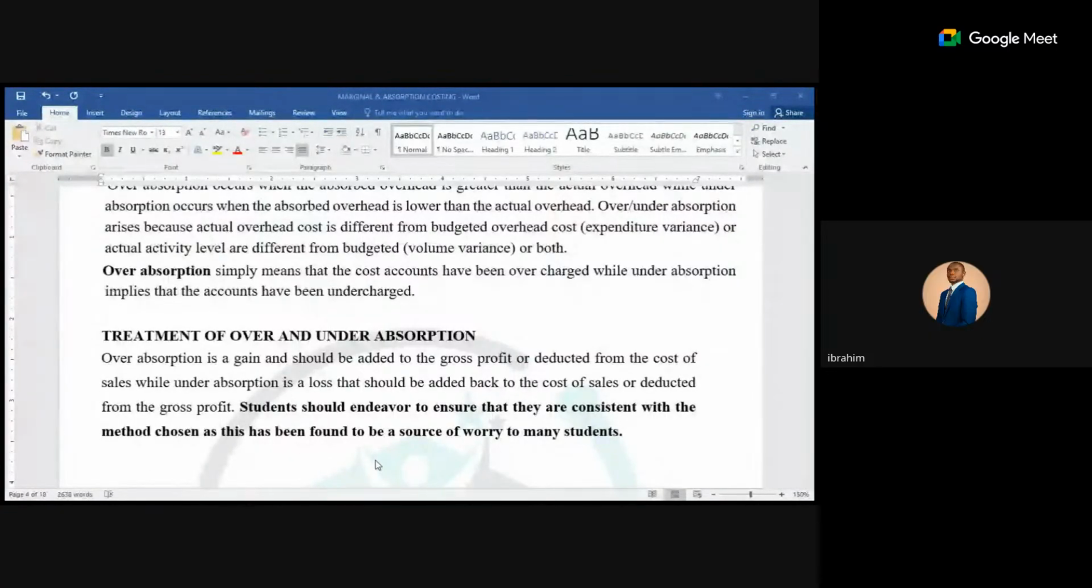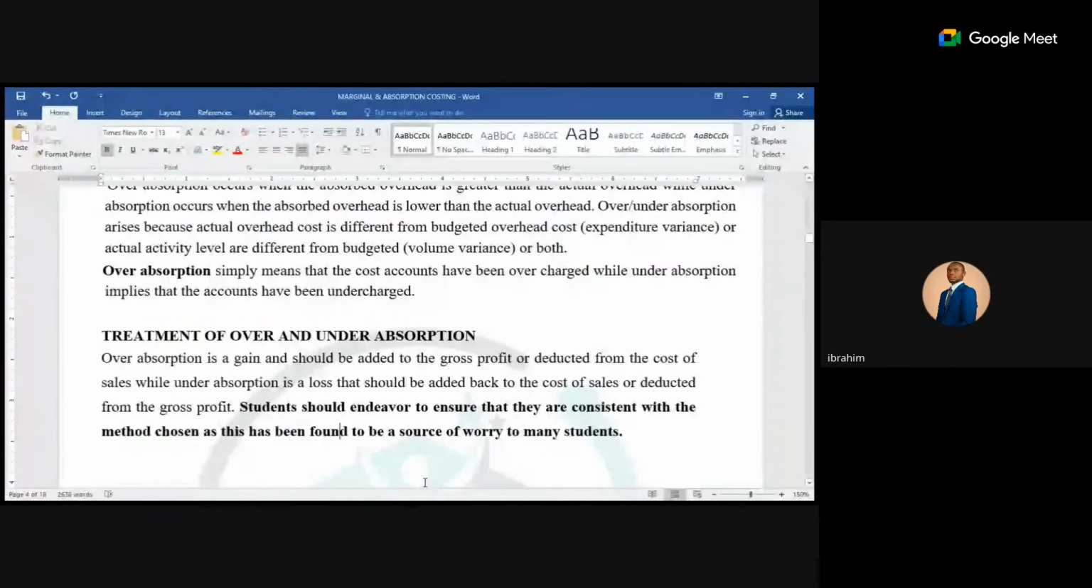So students should endeavor to ensure that they are consistent with the method chosen, as this has been found to be a source of worry to many students. Of course, the treatment of over absorption and under absorption has become a major bottleneck for students. But in this class, I'm going to explain in practical illustration whereby you will know that yes, this is over absorption, it is a gain, and under absorption, it is actually what?